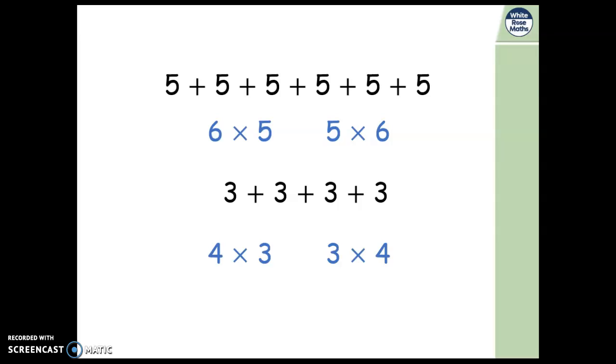So some questions will ask you to write more than one number sentence for, for example, an array or a picture. So you need to think about, well, for example, if we had a picture of 4 groups of 3 balls, we could do 3 plus 3 plus 3 plus 3. We could also do 4 groups of 3. And we could also have another sentence, because all we'd have to do is swap the numbers round, 3 groups of 4.